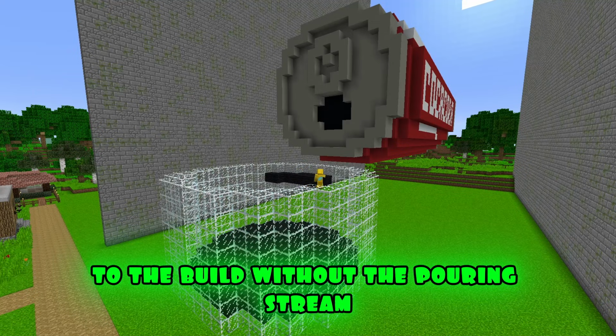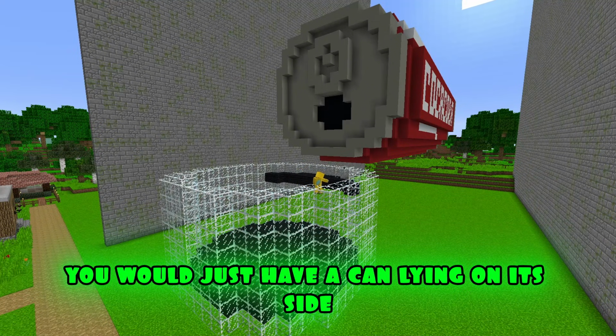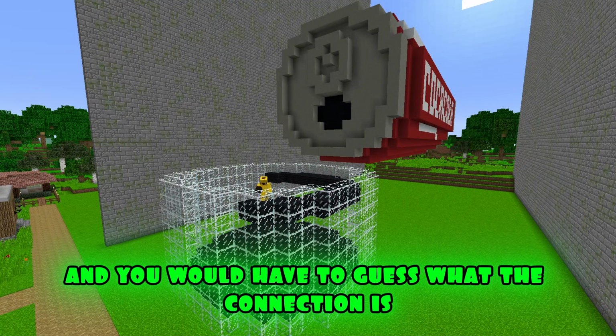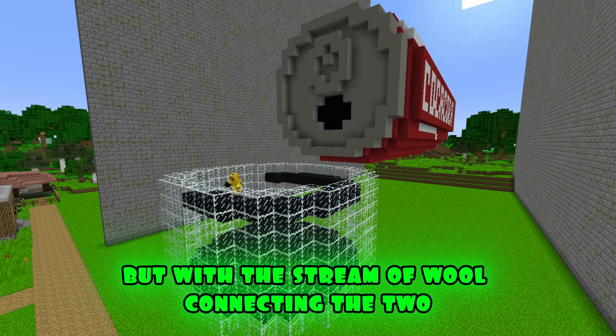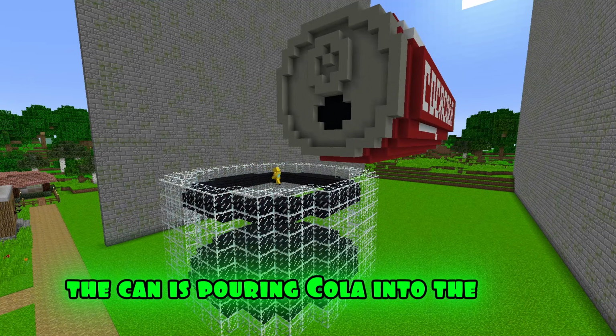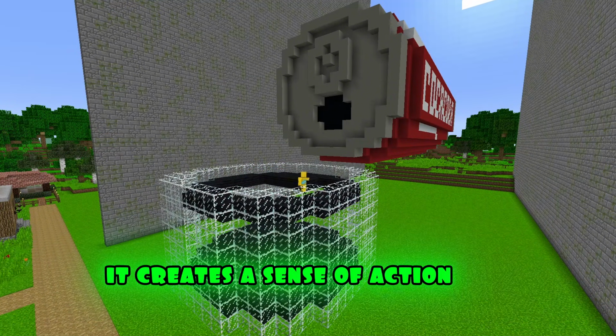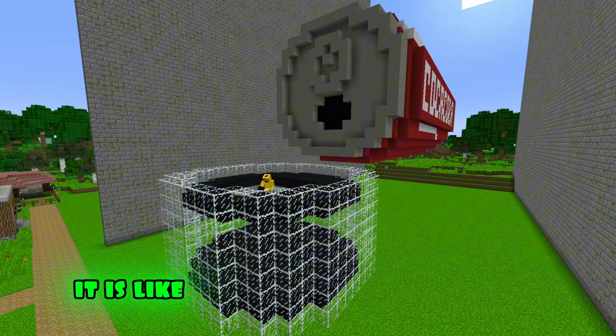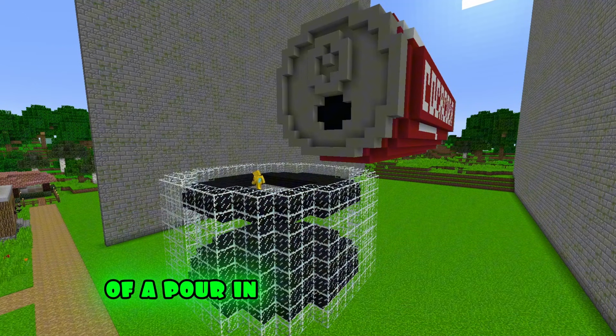Without the pouring stream, you would just have a can lying on its side next to a glass of dark liquid, and you would have to guess what the connection is. But with the stream of wool connecting the two, the story is immediately clear. The can is pouring cola into the glass. It creates a sense of action and movement in what is otherwise a completely static build. It is like a freeze-frame photograph of a pour in progress.